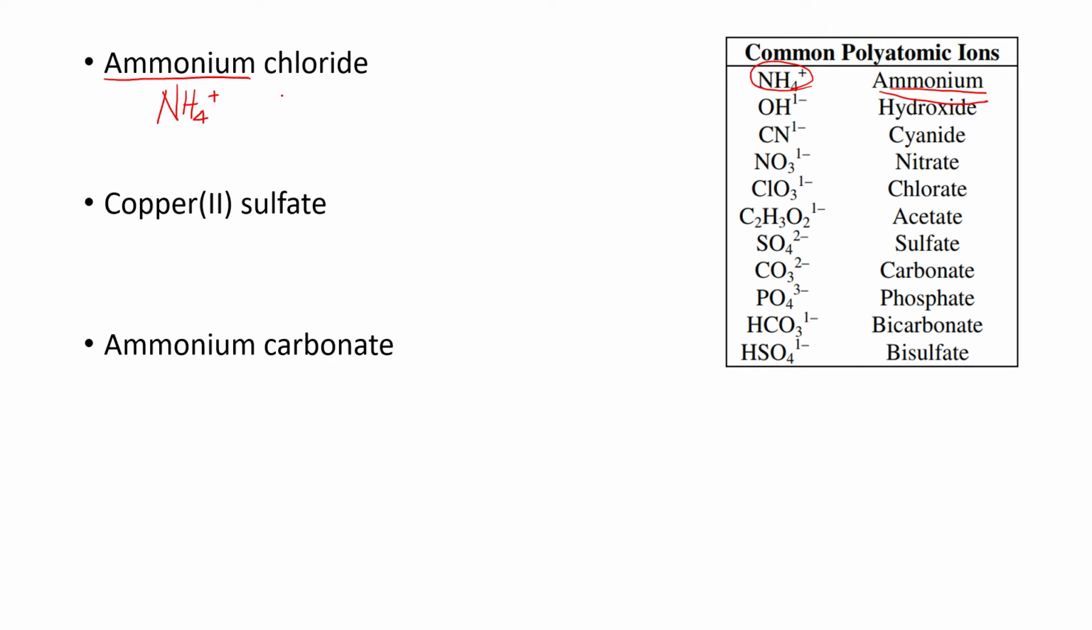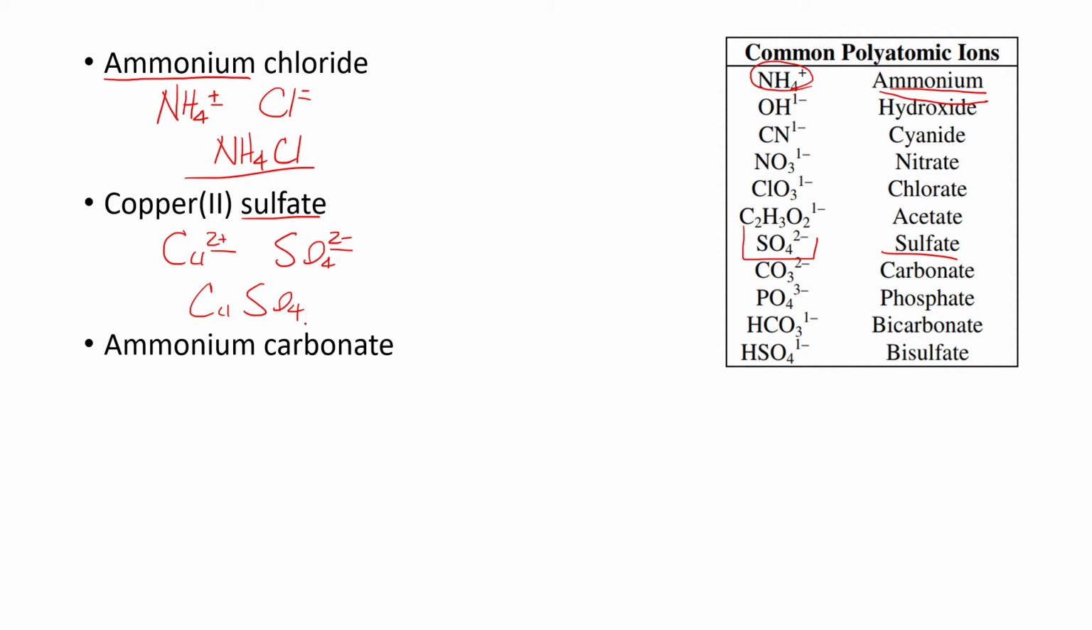A chloride, if you look on the periodic table, is Cl minus. A +1, a -1, they cancel 1 to 1, so we could just write NH4Cl. That is our formula. Copper 2 sulfate. Copper 2 is Cu2 plus. And then a sulfate, let's look for it. A sulfate is SO4 2 minus. 2 minus, 2 plus. They cancel out 1 to 1, so it's CuSO4. Seems pretty easy, right?